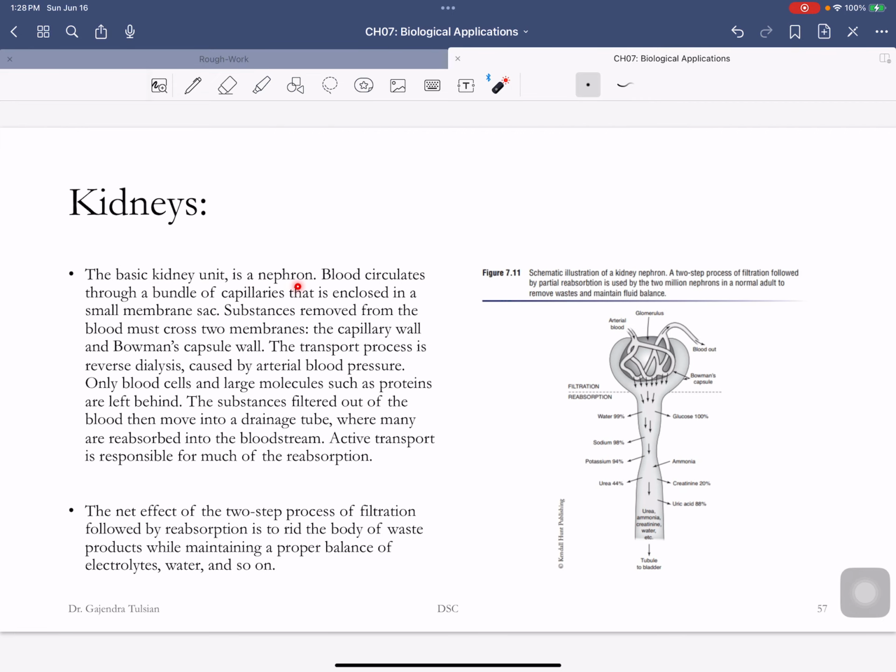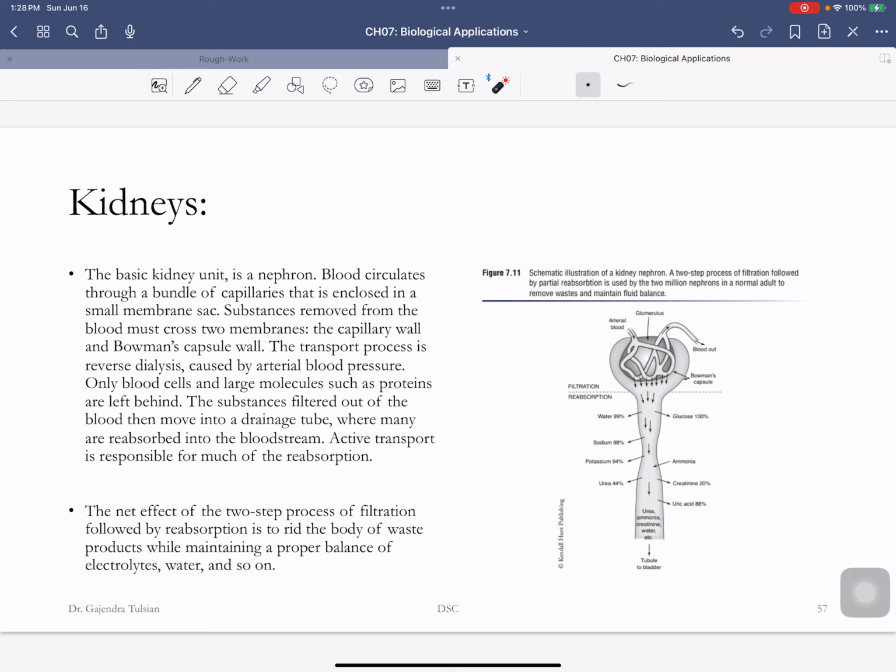The basic kidney unit is a nephron. Blood circulates through the bundle of capillaries that's enclosed in a small membrane sac called the Bowman's capsule. Substances removed from the blood must cross two membranes. The transport process is reverse dialysis caused by arterial blood pressure. The concentration of waste and everything here is smaller than inside the nephron, and the higher pressure moves the stuff against the concentration gradient.